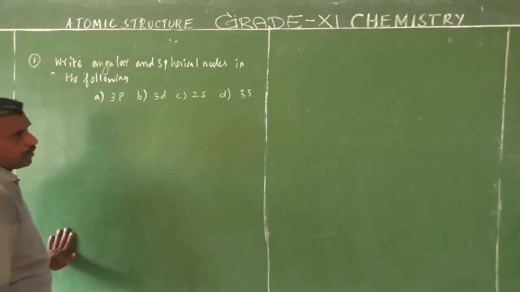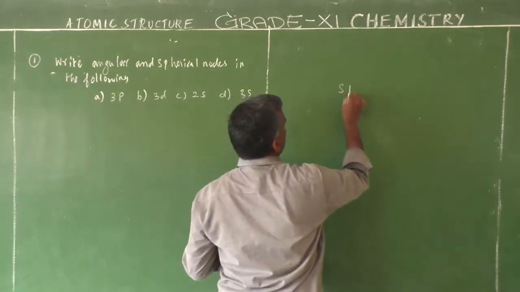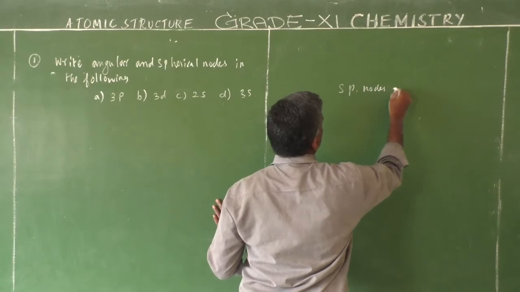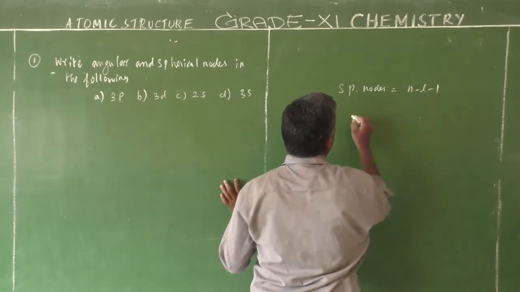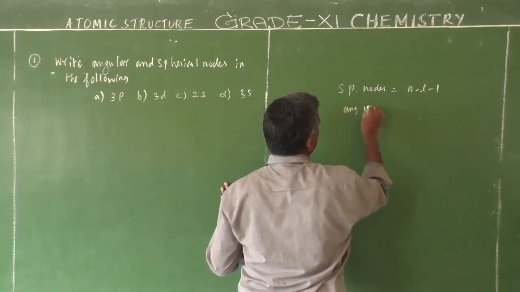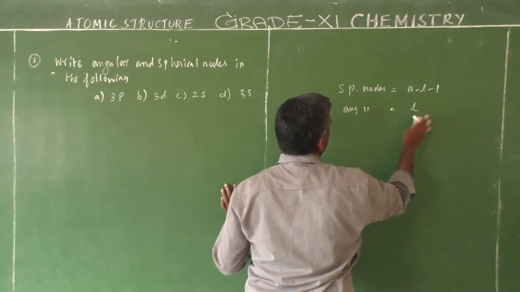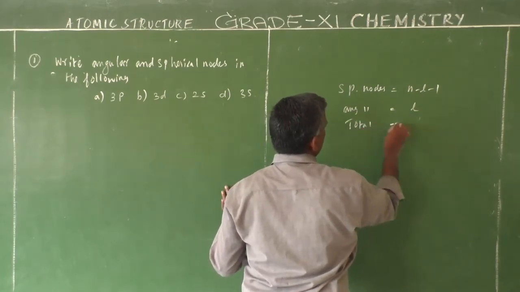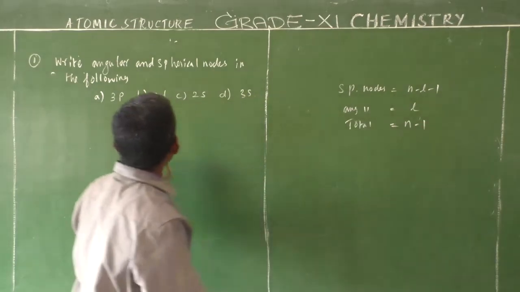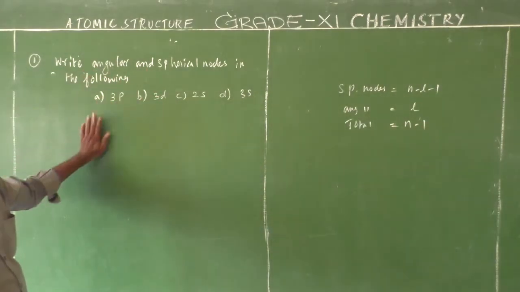Do you know the formula? Spherical nodes: n minus l minus 1. Angular nodes: l. Total nodes: n minus 1. The question now is to find the angular and spherical nodes.